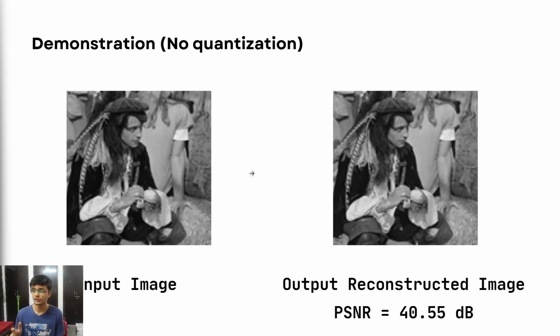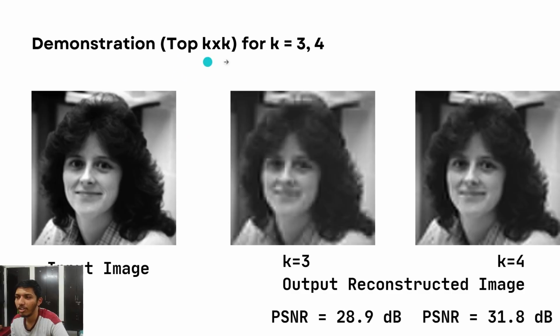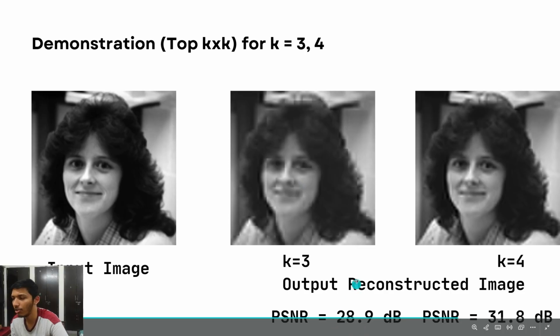On the left, you can see we have our original input image, and to the right, we have our output image, which is a reconstructed image. As you can see, the quality of both images is nearly identical. The PSNR value of the output image is 40.55 dB, and this indicates very minimal loss. This is because our DCT coefficients are very accurate, which is a result of us using the Q11.5 format. If we use the top K by K principal matrices from our DCT coefficient matrix and we construct our image, we get the following outputs with these PSNR values.